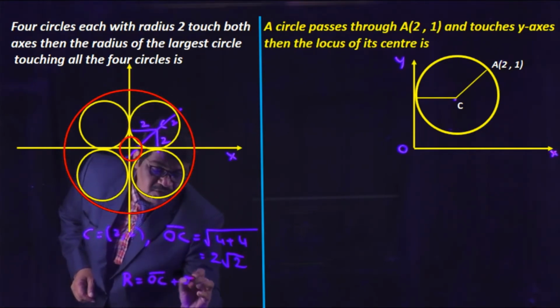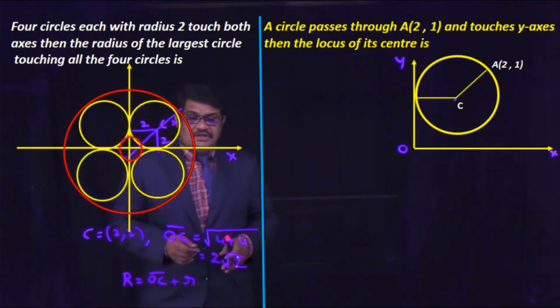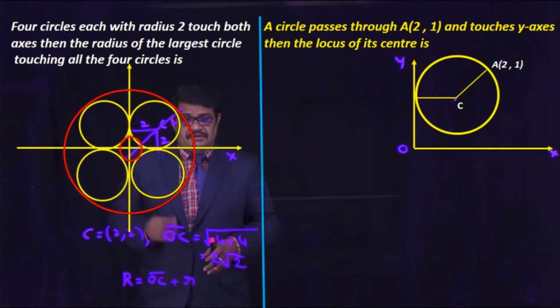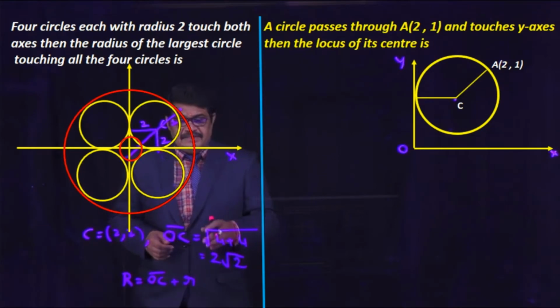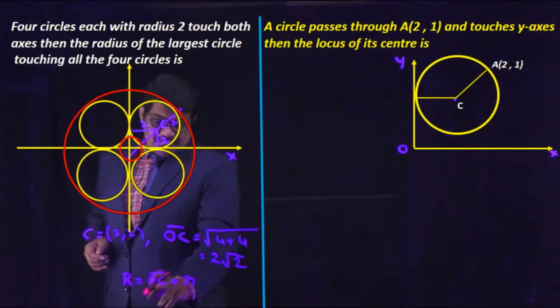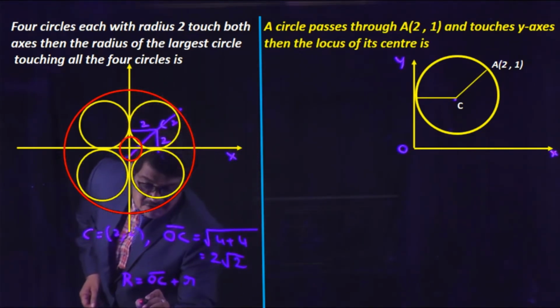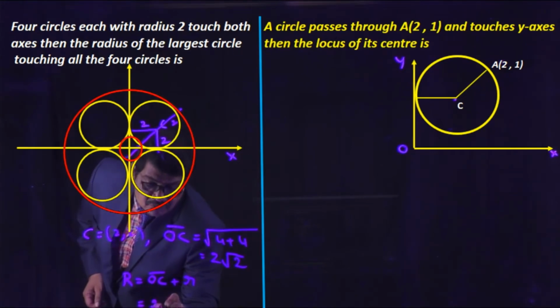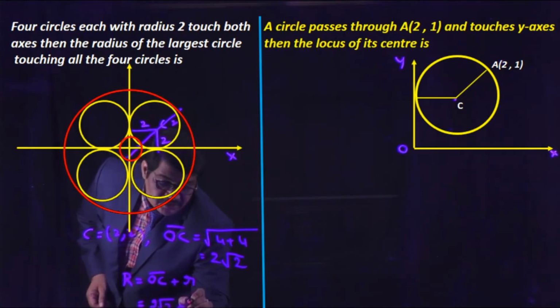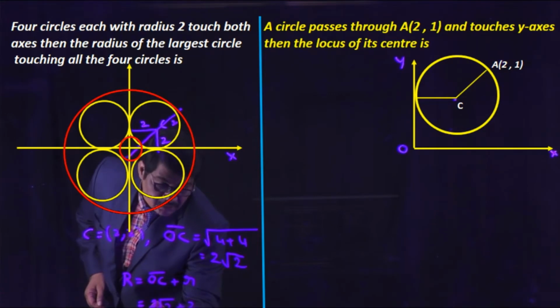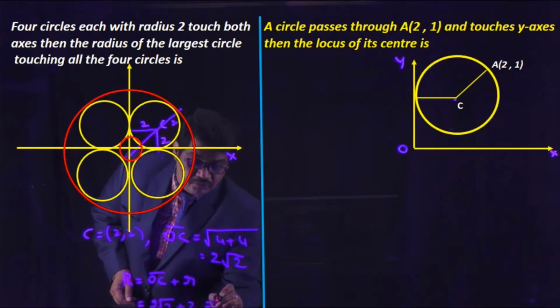plus r. What is small r? Small r is the radius of each circle, that is 2 units. Here OC is 2 root 2 and small r is 2. Now we take 2 common.